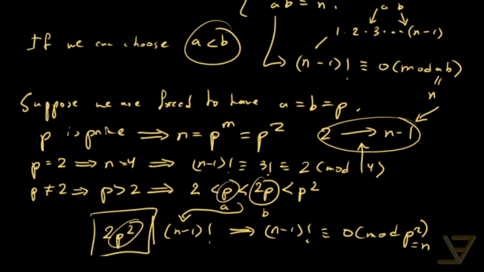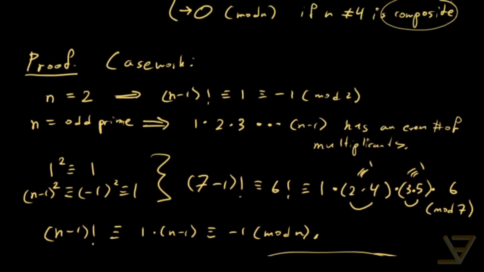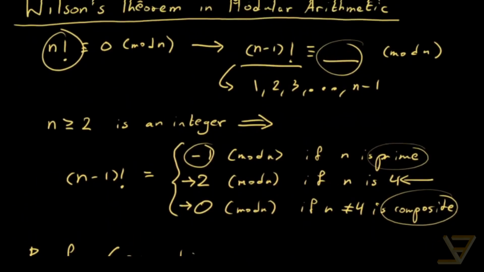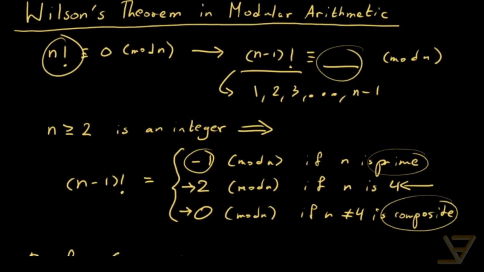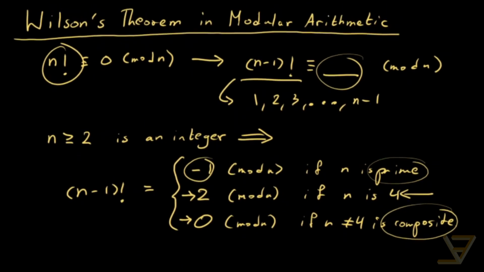So in general, our classification works. This is our classification. So just as a recollection, it's negative 1 for primes, 2 for 4, and 0 for composite.